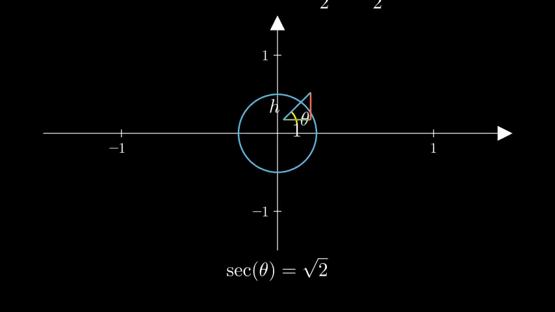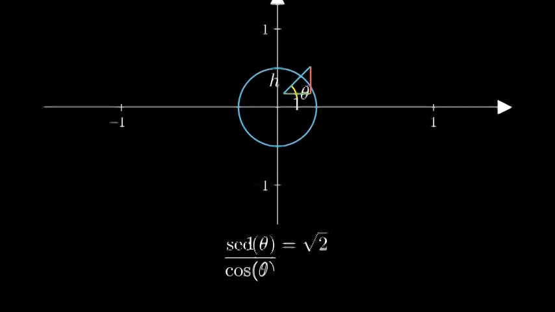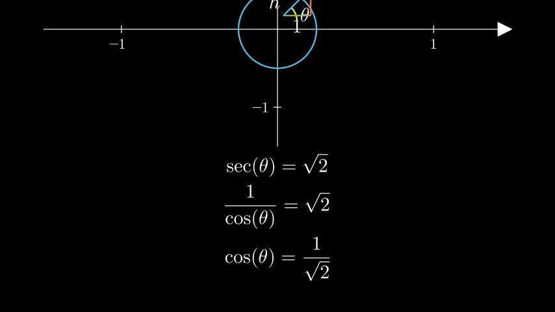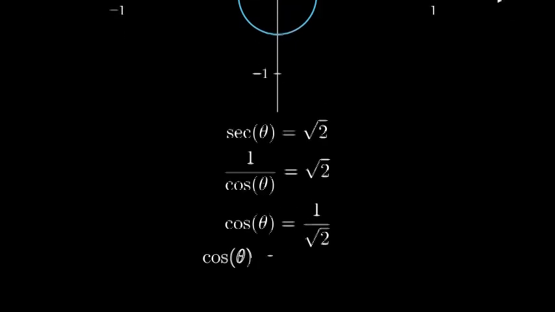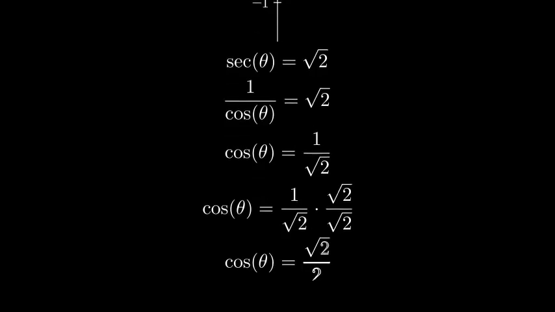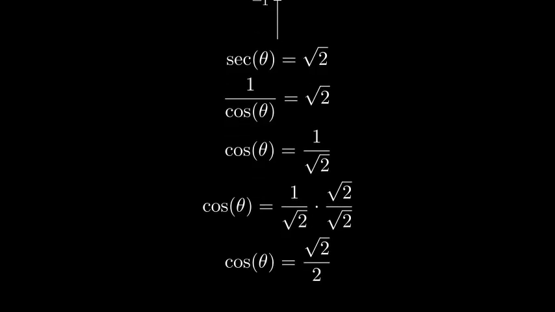If secant theta equals square root of 2, then 1 over cosine theta equals square root of 2. Taking the reciprocal of both sides, cosine theta equals 1 over square root of 2. Now, we can rationalize the denominator by multiplying both numerator and denominator by square root of 2. This gives us cosine theta equals square root of 2 over 2.